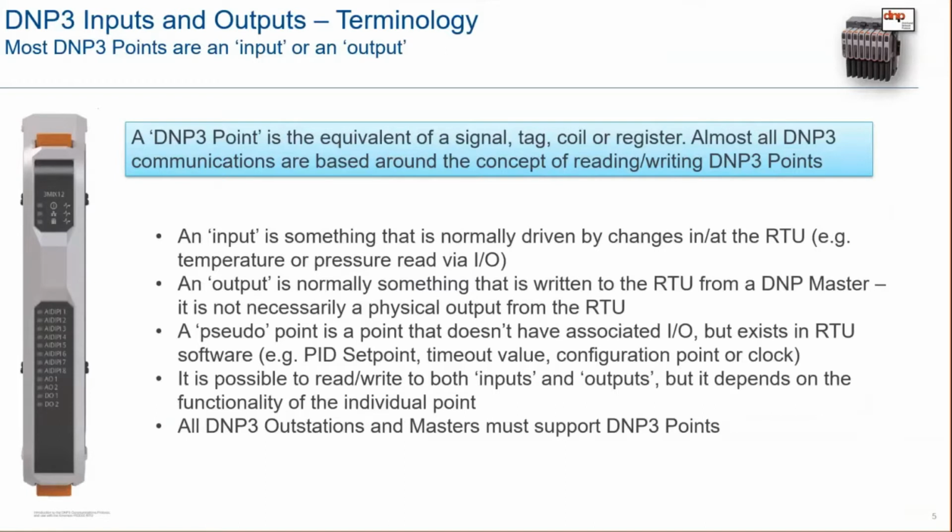And a pseudo point is a point that doesn't have associated I/O, but it exists in RTU software. So for example, it might be a PID set point, the value of a timeout, an alarm limit, perhaps a configuration point, or even the clock. With DNP3, it's possible to read and write to both inputs and outputs, but it obviously depends on the functionality of the individual DNP3 point, whether that makes sense. And the important thing to realize is all DNP3 outstations and masters must support DNP3 points. So, of course, the FB3000 supports DNP3 points.